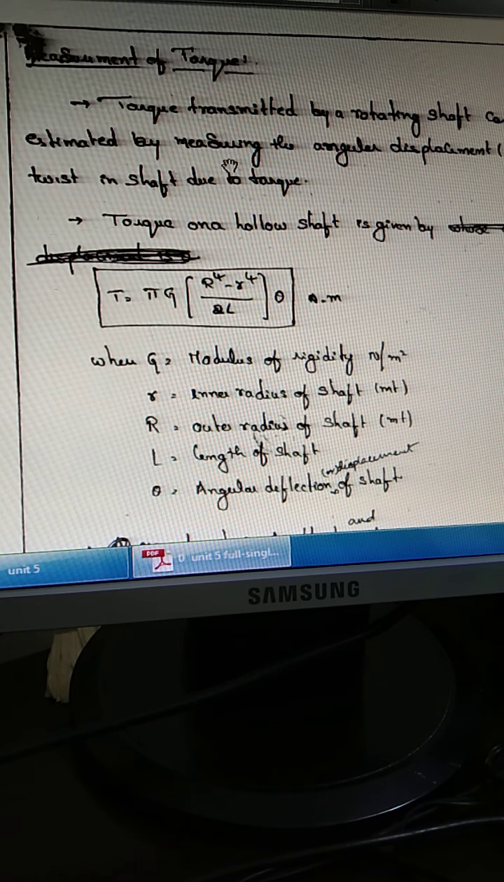So while transmitting, we have to measure the torque exerted by the motor. Therefore, for measuring the torque in industries and in the shafts, we will use transducers.